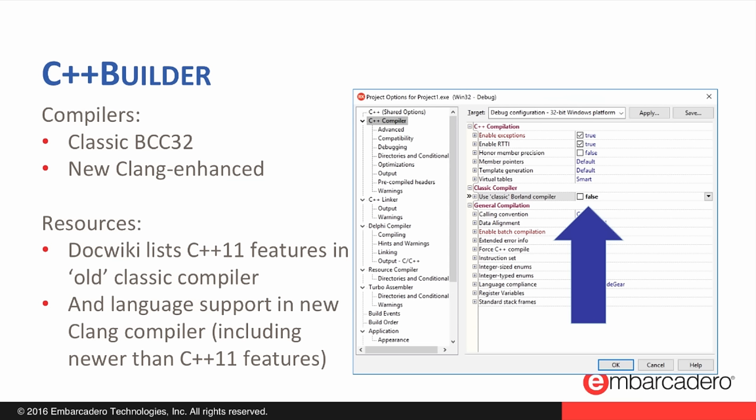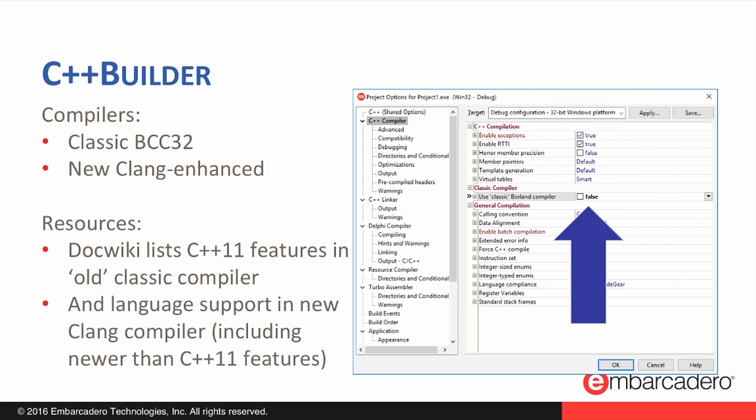Finally, a note about our compilers. On Windows, we have three: the classic BCC32 compiler, which is the old one, and two new Clang-based compilers with our language extensions and interop support, one for Win32 and one for Win64. On mobile, we use the Clang-based compilers exclusively, and these are the compilers that are moving forward. The reason is that they allow us to support new language features, to stay up to date, and to take advantage of the optimizations and code gen improvements that you see in LLVM.